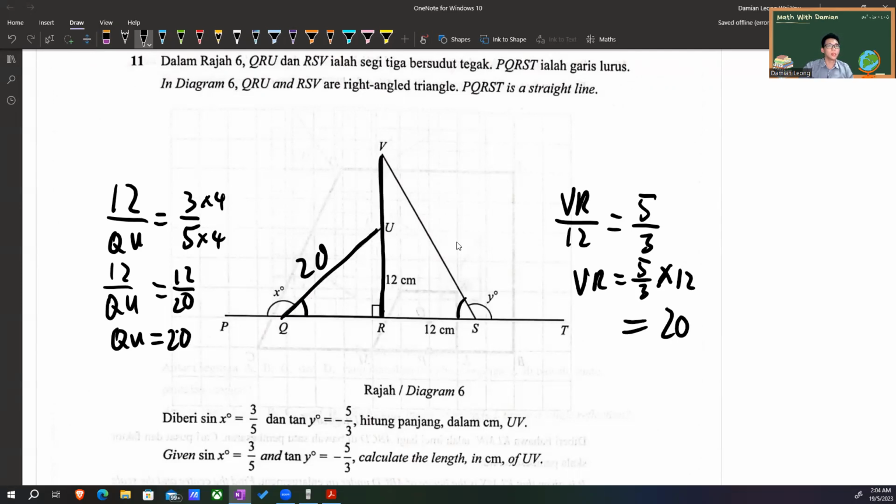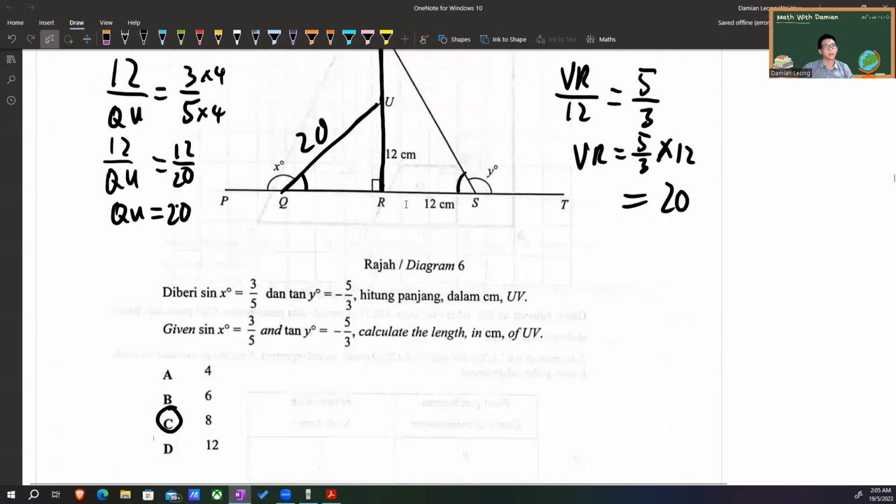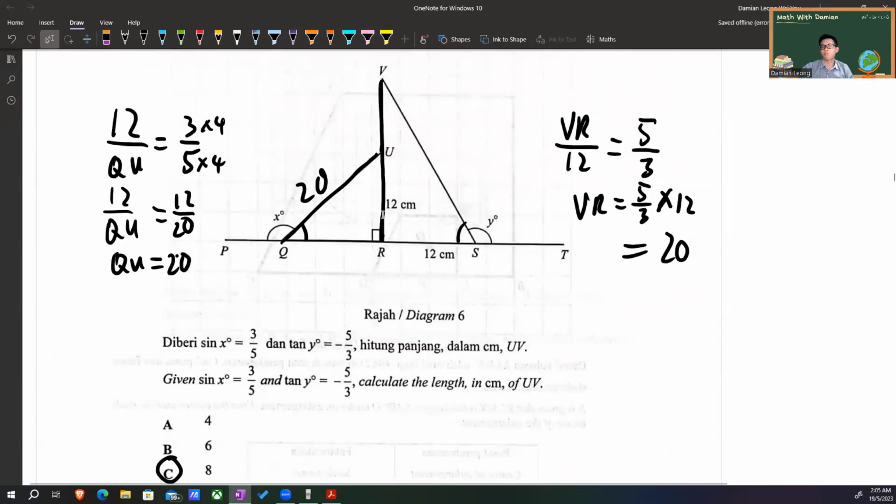If VR is 20, UV will be 20 minus 12, which is 8. So actually, I don't even need the sine x value. I can just straight away use tangent y because I'm already given 12. Not a very good question, but they kind of put this as a red herring in a sense.